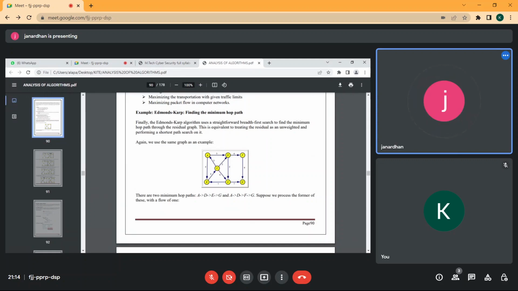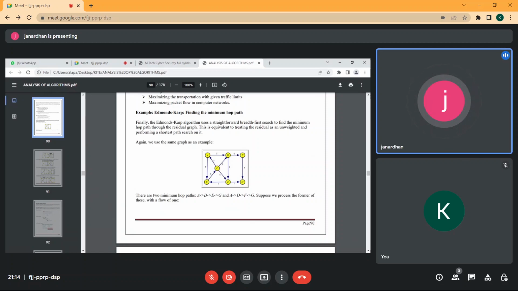Right. Finding the minimum path by using the Edmonds-Karp algorithm. The Edmonds-Karp algorithm uses a straightforward BFS search for finding the minimum half path. అంటే ఇందులో మనం బిఎఫ్ఎస్ యూజ్ చేస్తాం. అడ్వాన్స్ సెర్చ్ యూజ్ చేసి మినిమం పాత్రని క్యాలిక్యులేట్.